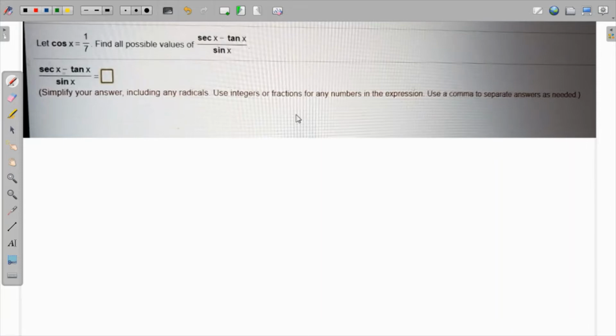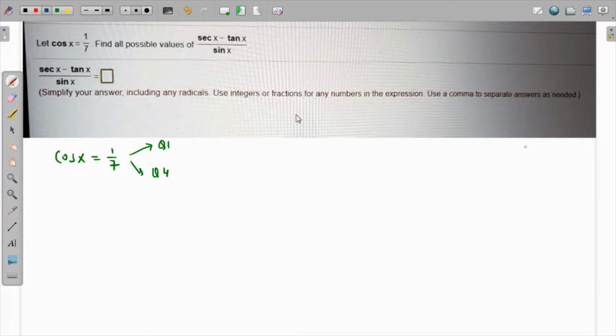So for all the possible values, that's an interesting question because if cos x is 1 over 7, then the possible quadrants of x are quadrant 1 and quadrant 4, because only in these two quadrants we have cosine as positive.